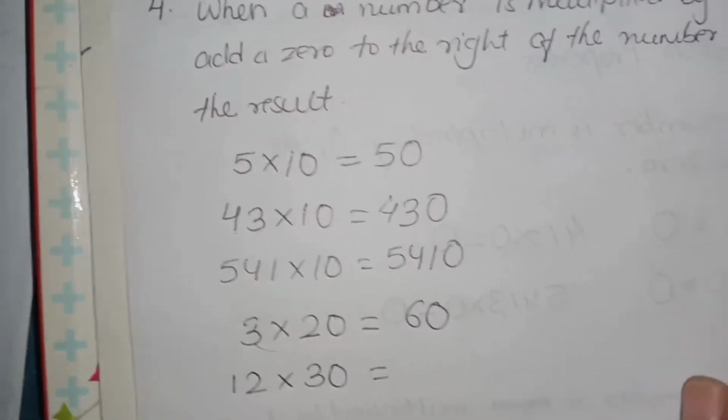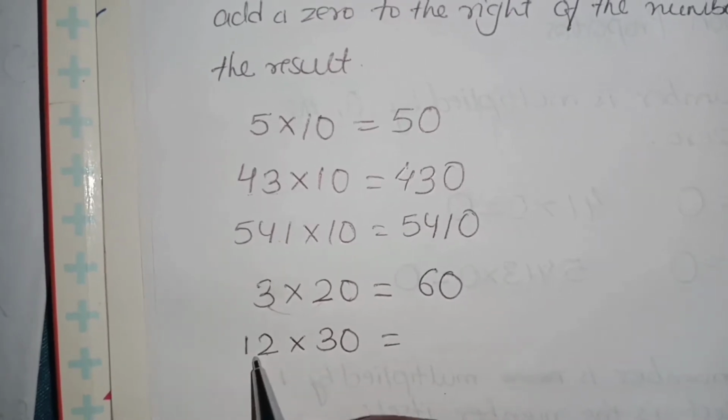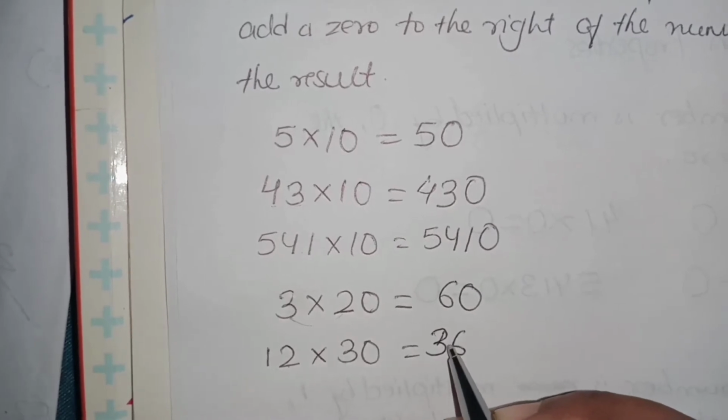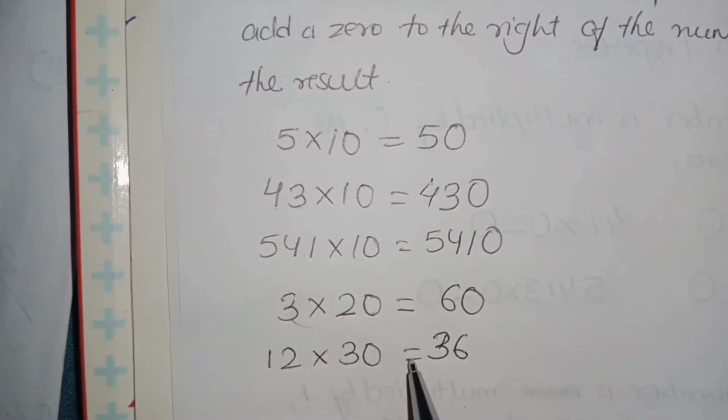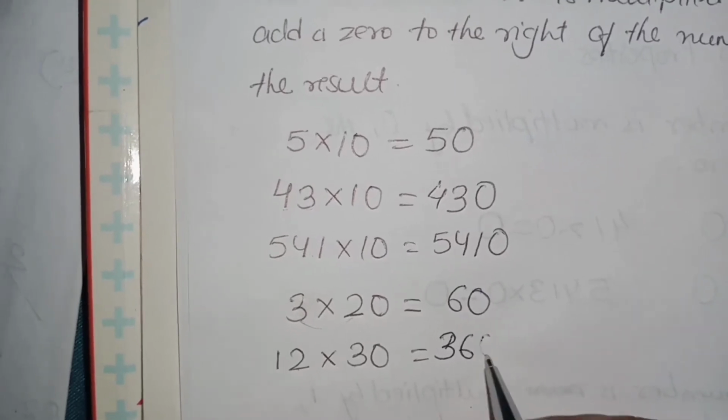12 into 30. No need to do that again step by step. This one is a shortcut. So 12 times 3 we will multiply first. 12 times 3 is how much? 36. So 12 times 3 is 36, and we will add this 0 to the right hand side of the number.